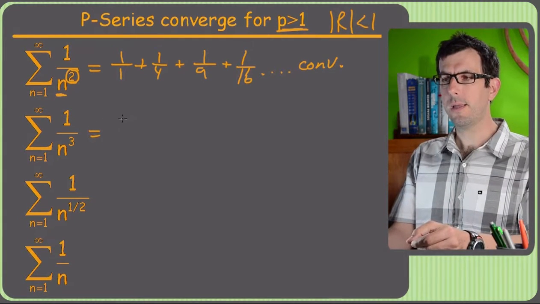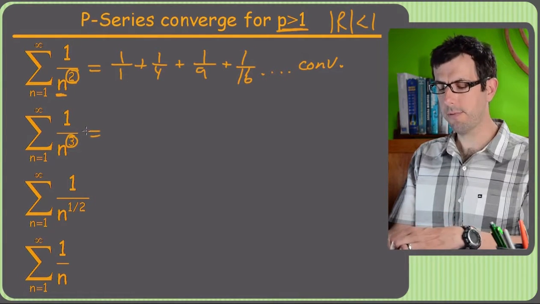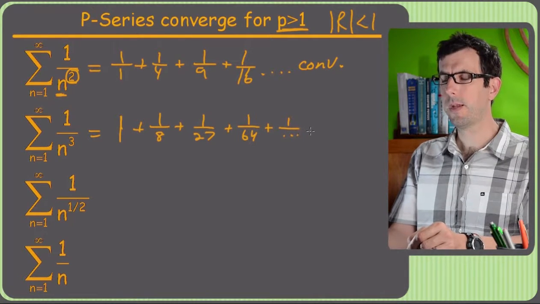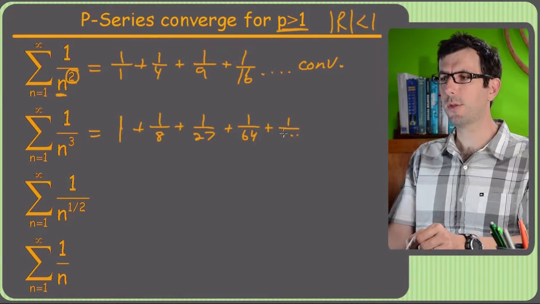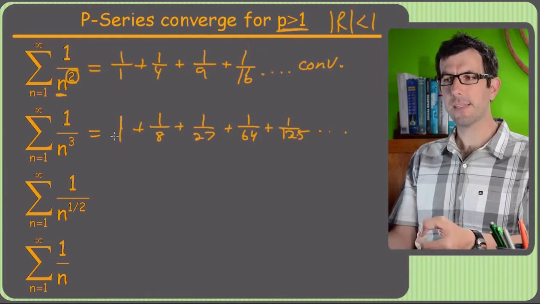Seems pretty straightforward. This series, we've got a power bigger than 1. We've got a power of 3. So that one should converge. And this is just going to be all the perfect cubes. I don't actually know what the next one above that is. Oh, 125.